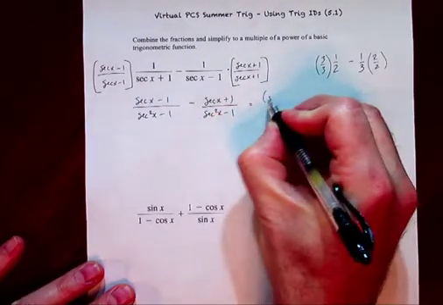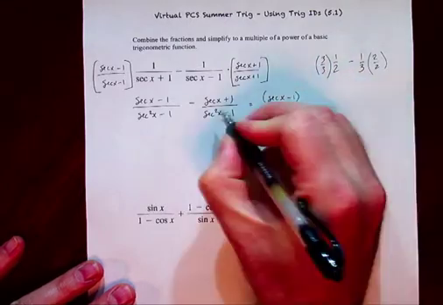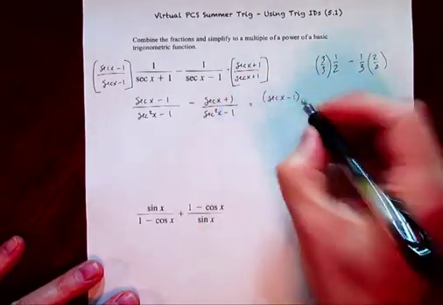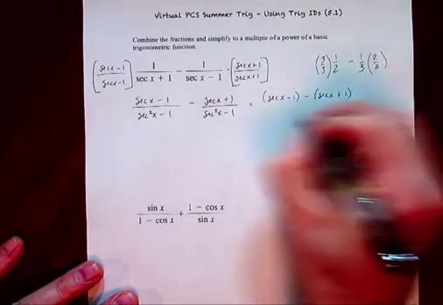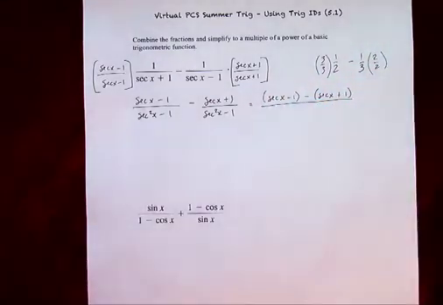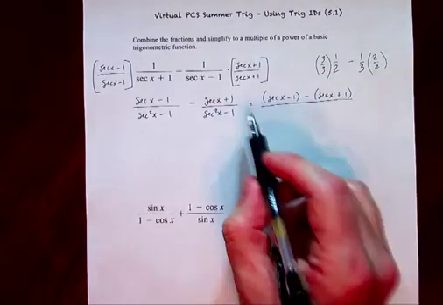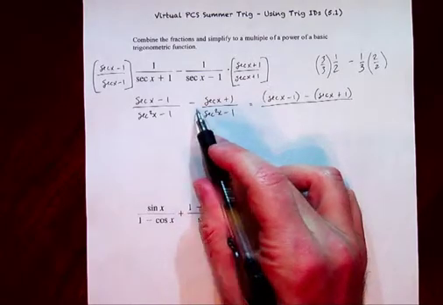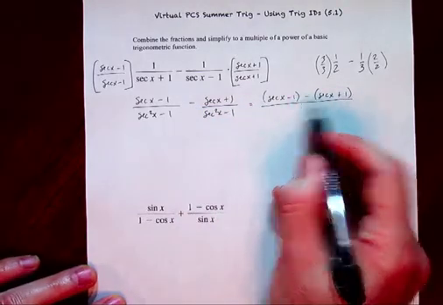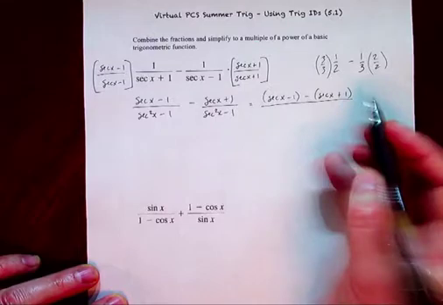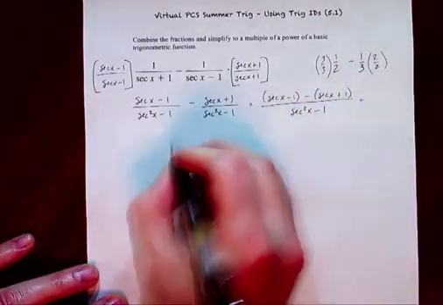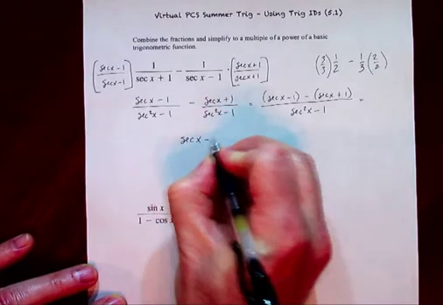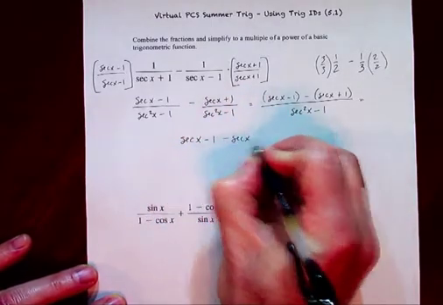Now remember that numerators and denominators serve, as one of their purposes, the same role as parentheses, right? So if you have a negative out here in front, that needs to be distributed across the whole thing. And that's one thing that in our haste sometimes we forget. And so this is going to be secant x minus 1 minus secant x minus 1.